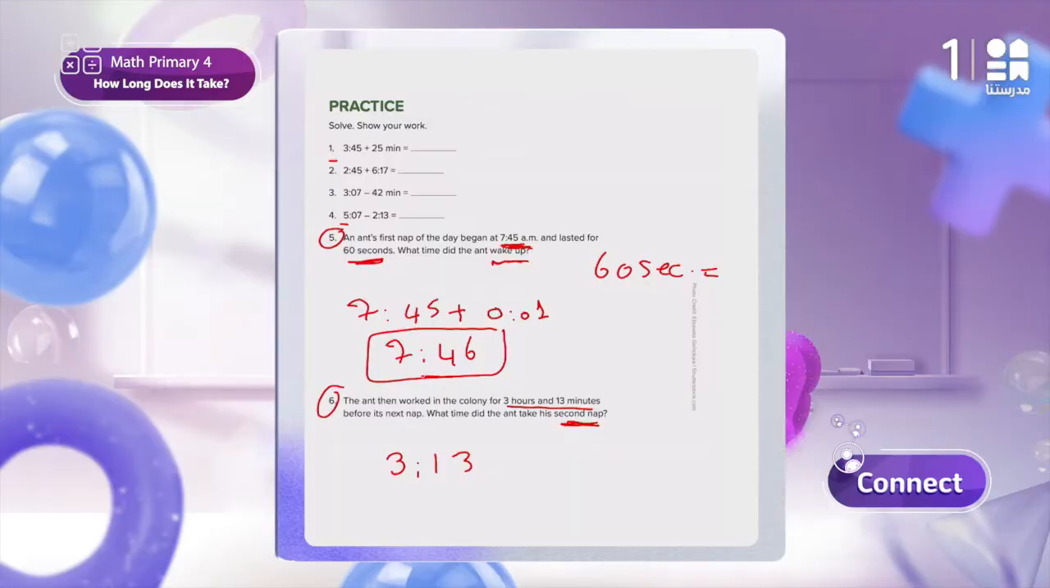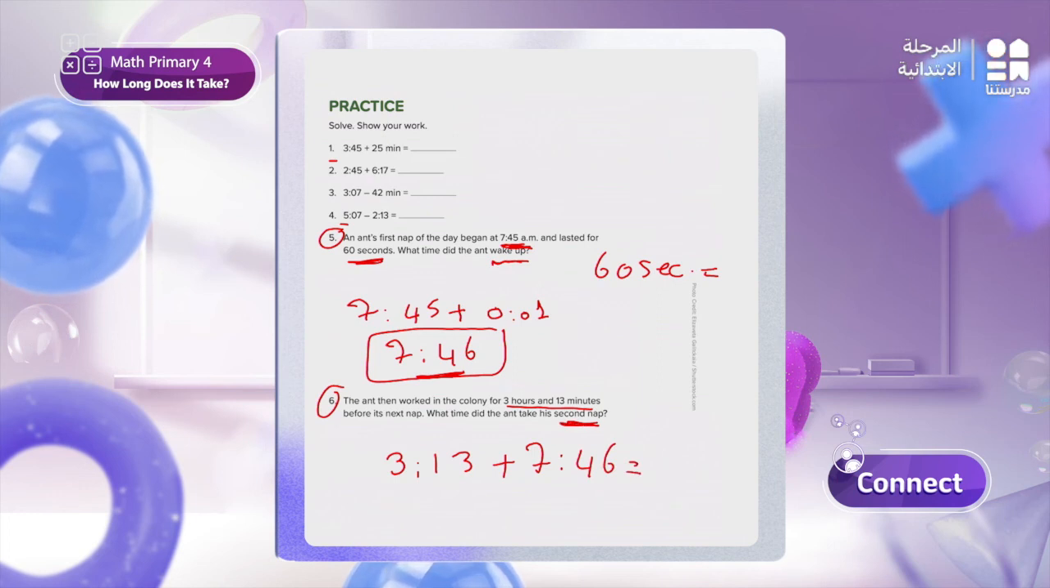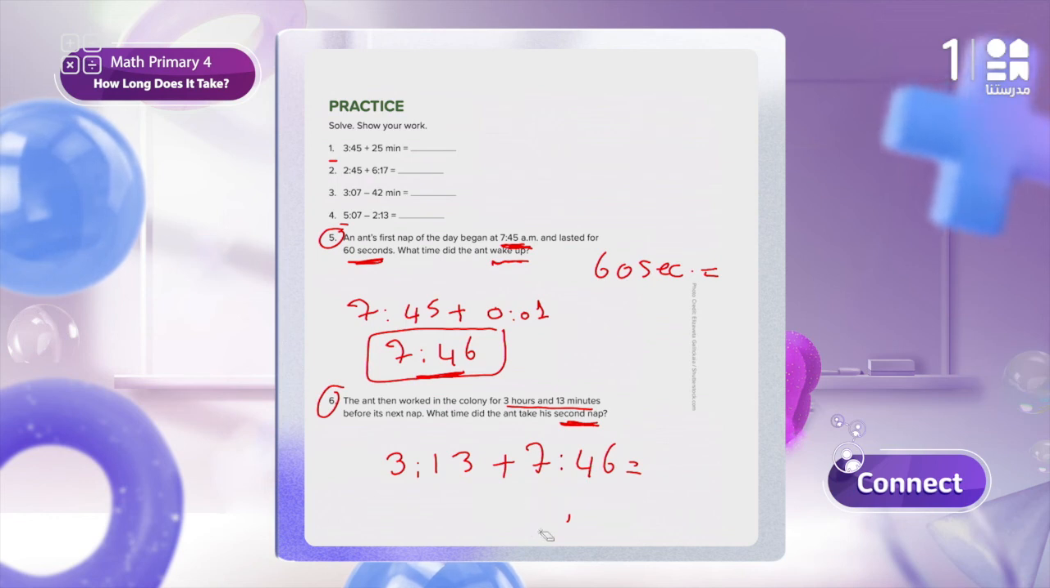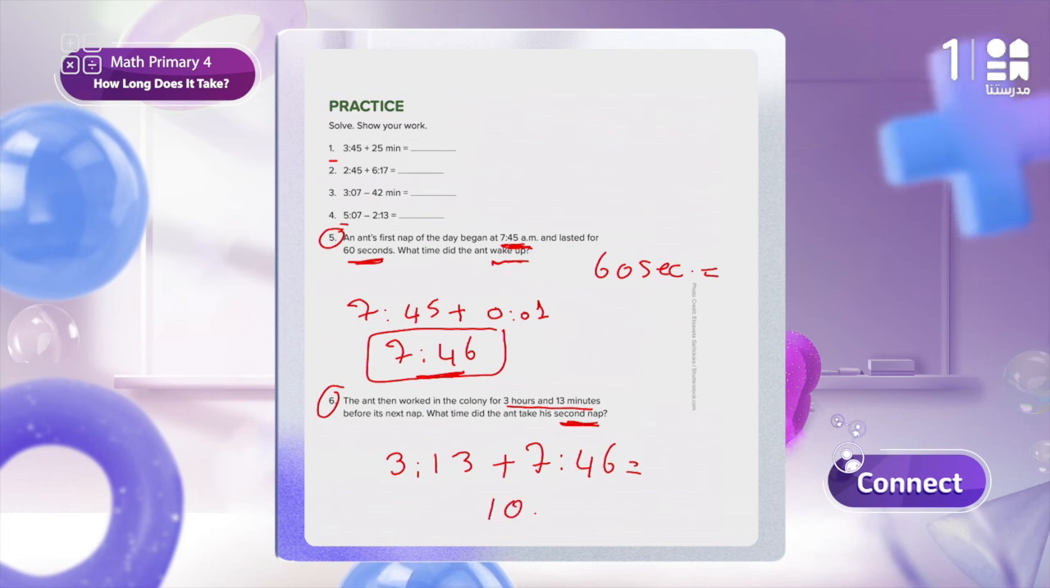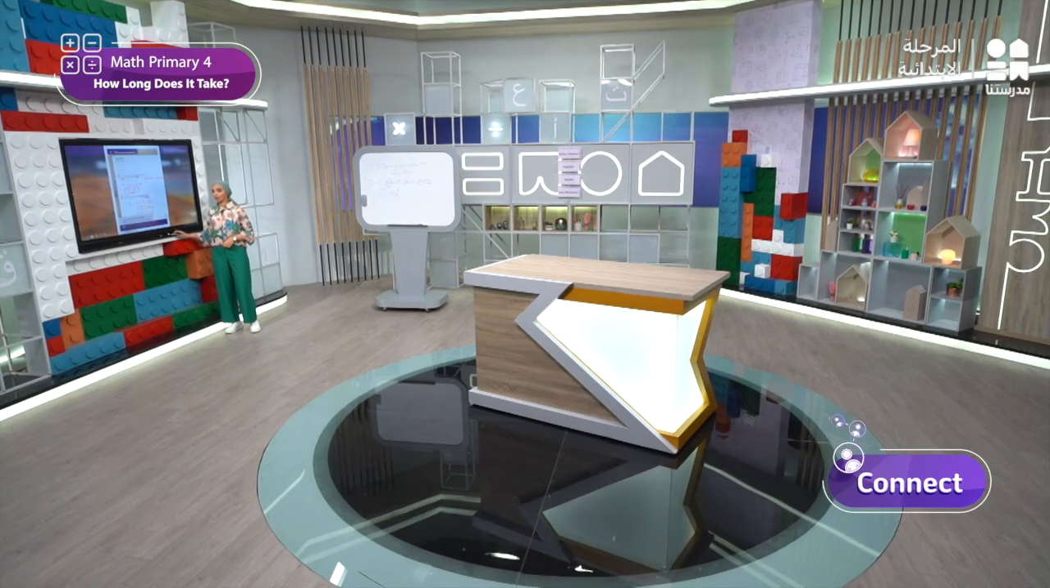Okay? So 7:46 plus 3:13. Why all this? To know when the second nap will be. 7:46 plus 3:13 equals 10 and 59. So the ant's second nap will be at 10:59, and this is the time for the ant's second nap. Now we have done our lesson.